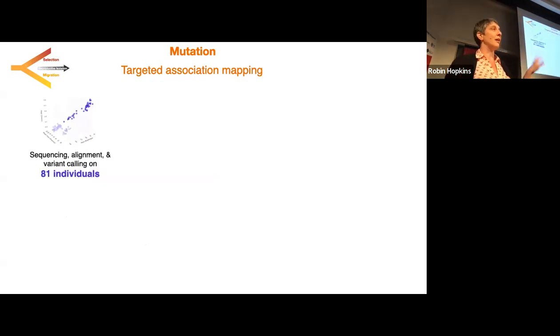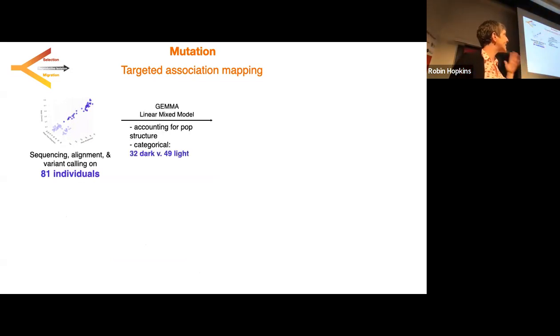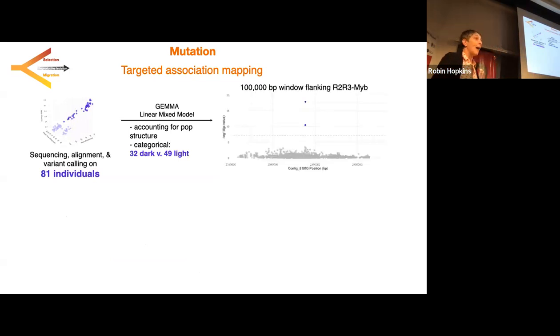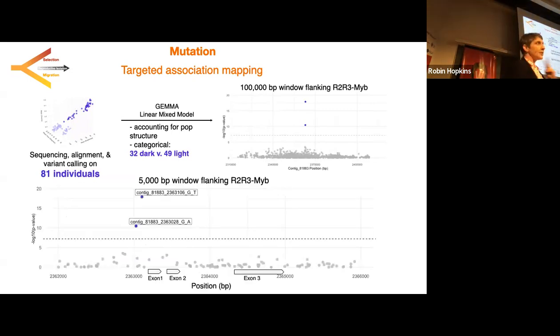We started with just 81. Now we're up to, I think, 120 individuals. Those data are being analyzed, of all different colors. So we sort them by light and dark. We sequence them. We use a simple GWAS analysis. Boom. And we find an association with 2 SNPs. That's it. Thousands of variants across 80,000 base pairs and 2 SNPs.